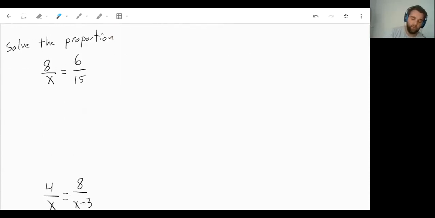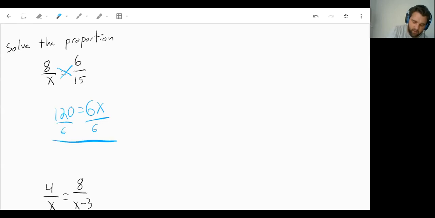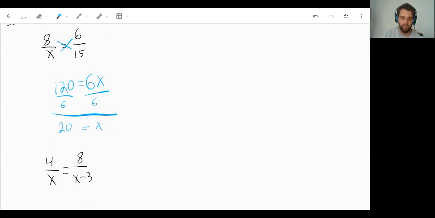So let's solve a few proportions. Let's do our cross product. So 8 times 15 is going to be 120 equals 6x. Well, now we can divide both sides by 6. And we're going to come out with x equals 20. That makes it pretty quick to actually do this math.